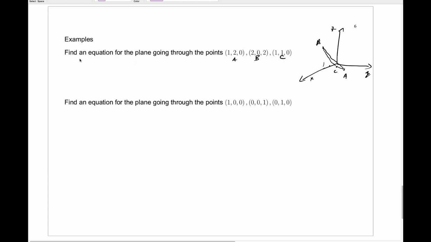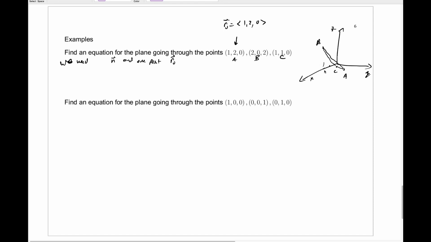Well, remember, to find the equation, we need a normal vector n and 1 point, which we write in vector form as the vector r0. Of course, we have 3 points already. We can use any one of them as our 1 point. We'll just pick this one for r0 to be the vector 1, 2, 0. But how are we going to get n? How are we going to find a vector normal to the plane that we want?